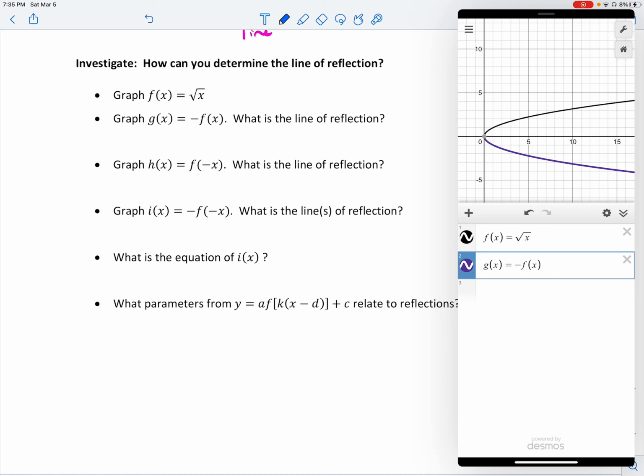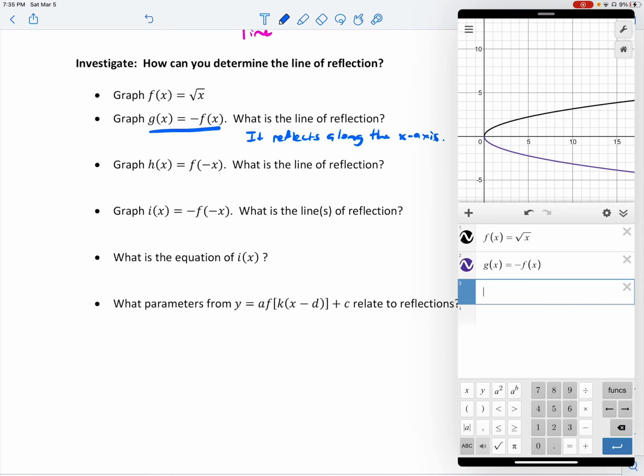So what is a line of reflection? When it's in this form, we can say it reflects along the x-axis. That is the line of reflection. Okay, let's look at our new one.